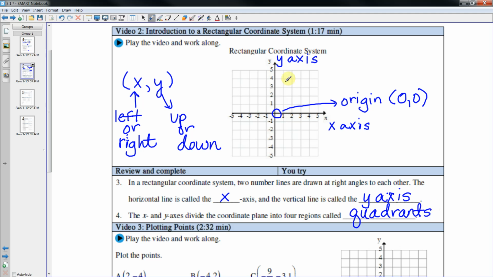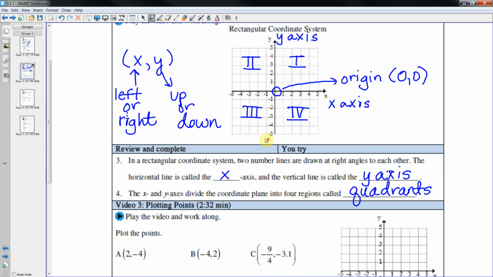When we're talking about quadrants, you can see I've got 4 areas: 1, 2, 3, and 4. These quadrants are numbered with Roman numerals: 1, 2, 3, and 4. What you might get in a question as far as quadrants is, if I asked you to plot a point, what quadrant is that point in? And you would let me know 1, 2, 3, or 4.